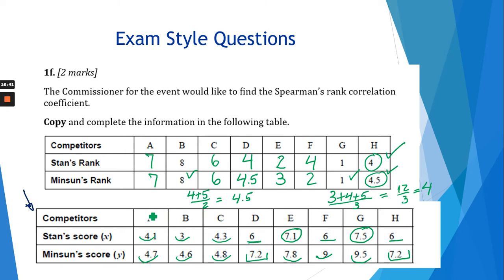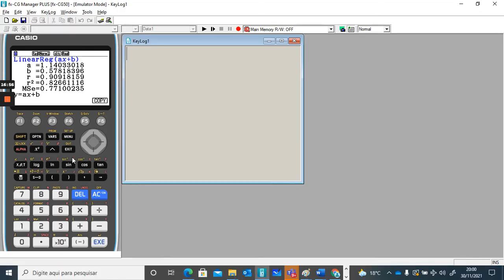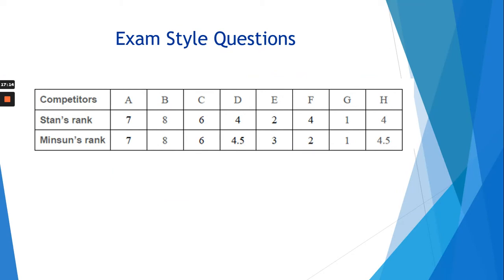By copying these values, we have the table here, and we're going to use it to find the Spearman's rank. So I'm going to go to the calculator. We go back, so we have to erase all the values here. If you have done this already and put it in your calculator, you can just move forward in the video. I'm going to put the values here. The first one, list 1, is going to be Stan's, just like we did for Pearson's. This is going to be list 1. This is going to be list 2.